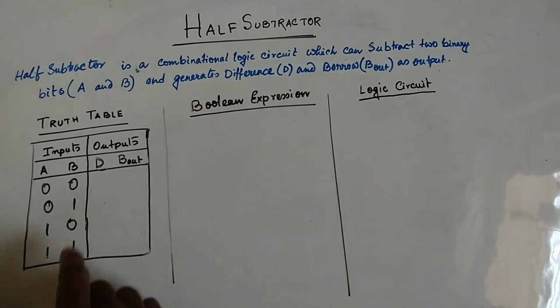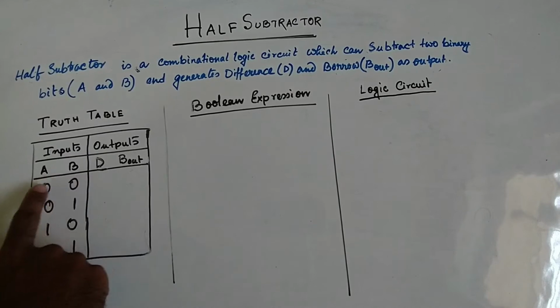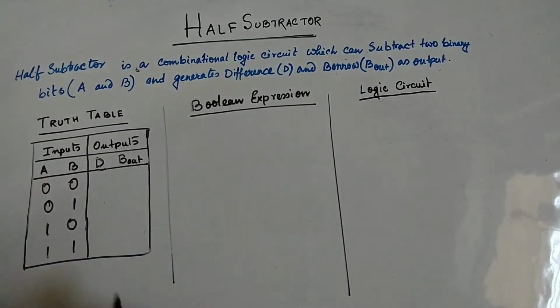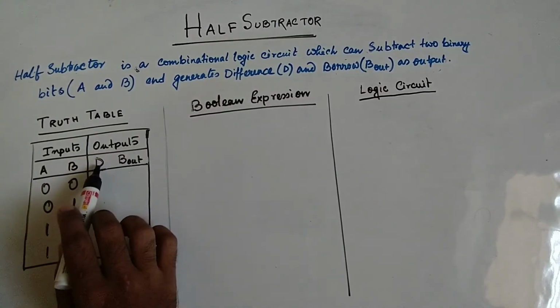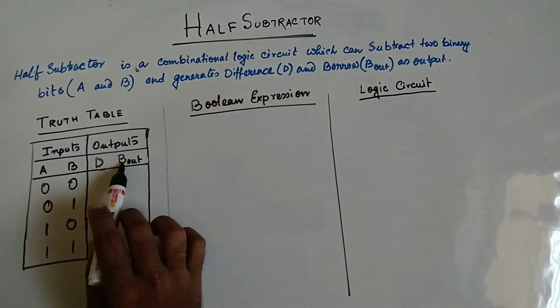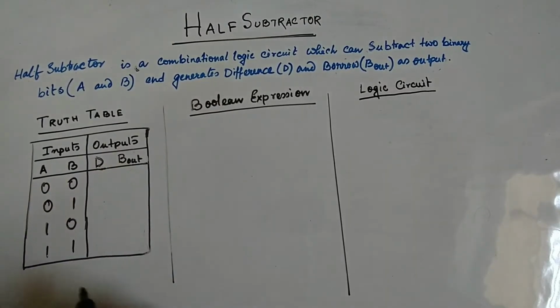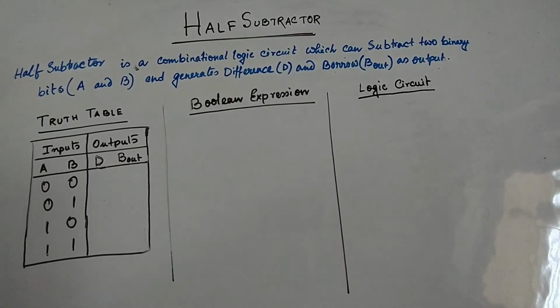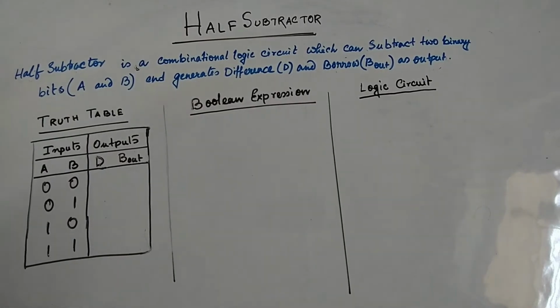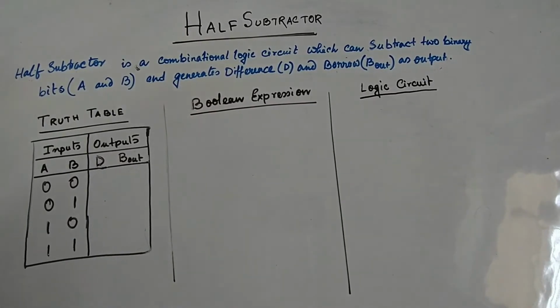Now here we are subtracting two binary bits A and B, and the circuit will generate the difference D and the borrow B out as its outputs. Again we are working with two values A and B. Possible values of the binary bits are 0 and 1. So using two variables we can make four different possible combinations, that is 0 0, 0 1, 1 0 and 1 1. So let's see how the truth table works.